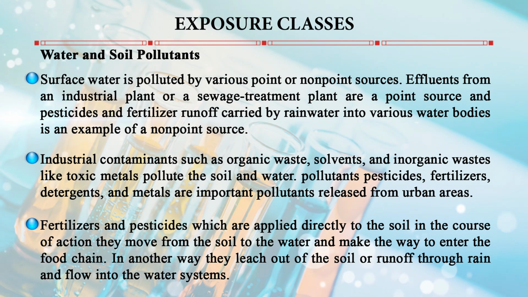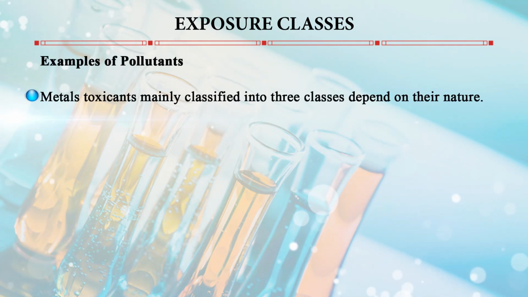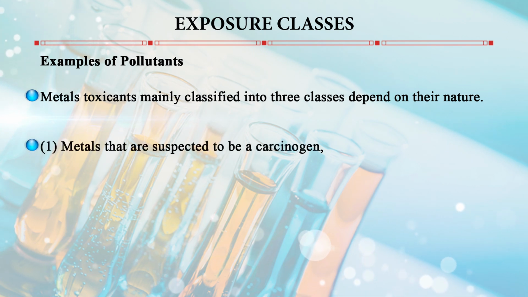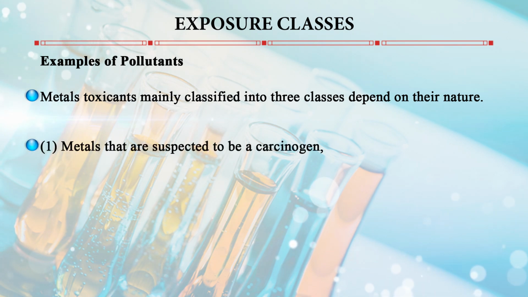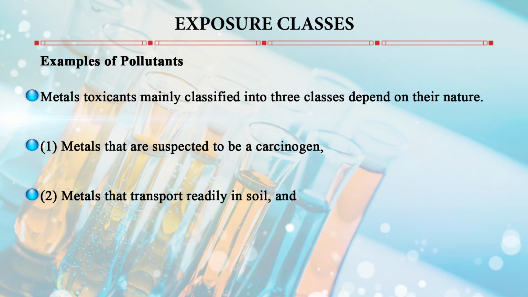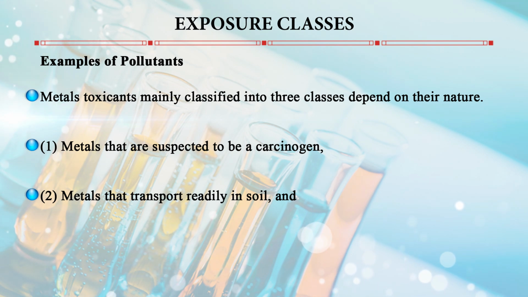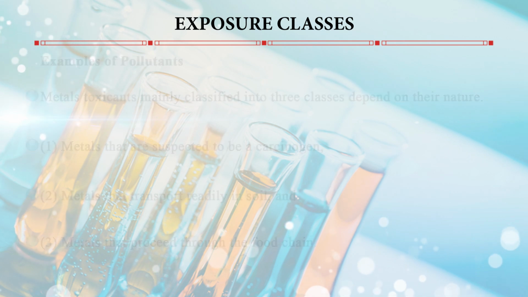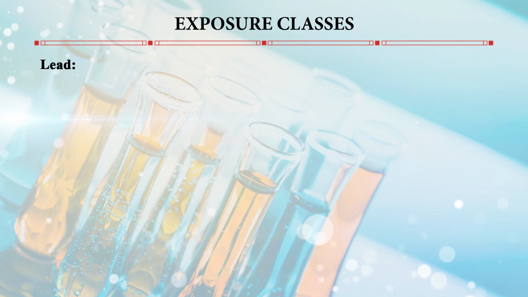In another way, they leach out of the soil or run off through the rain and flow into water bodies. Metal toxicants are mainly classified into three groups: metals which are suspected to be carcinogens, metals that transport readily into soil, and the third category, metals that proceed through the food chain. One example I would like to give here is lead.